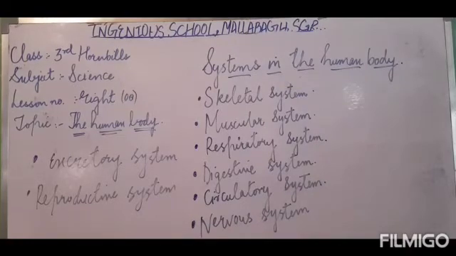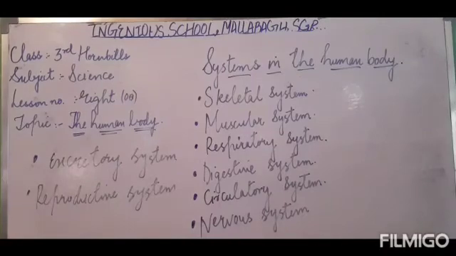Excretory system, my dear kids. The excretory system consists of a pair of kidneys, ureters, bladder and the urethra. Kidneys are bean-shaped and are the organs of excretion. Ureters, bladder and urethra are also organs of the excretory system. Got it? And this excretory system helps in the removal of the waste products which are produced in the body.